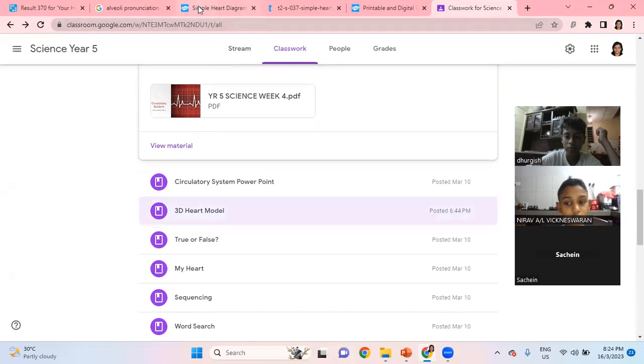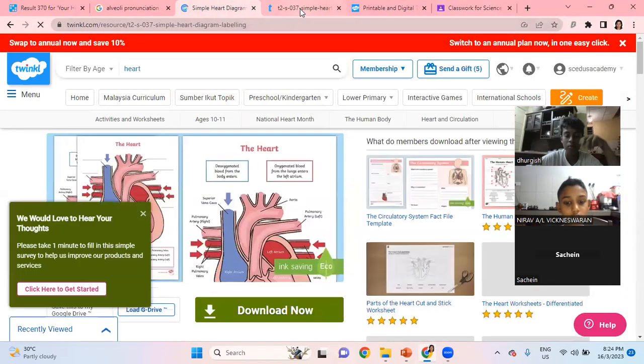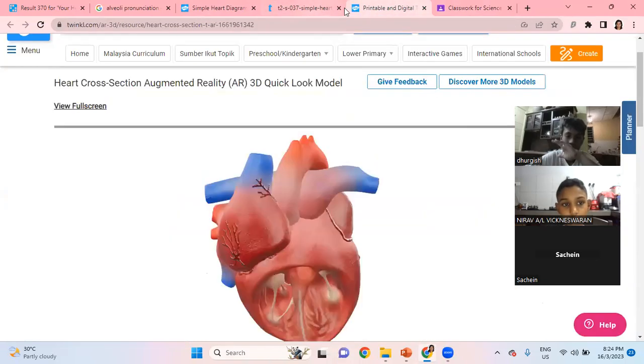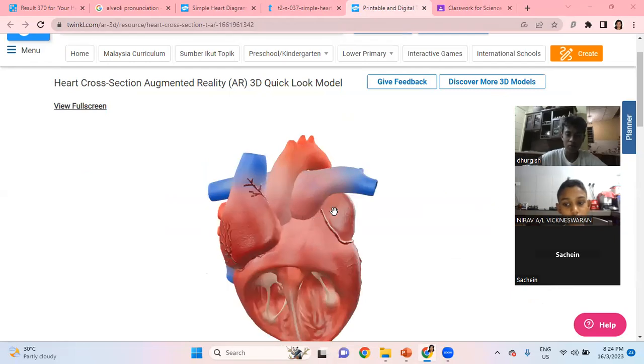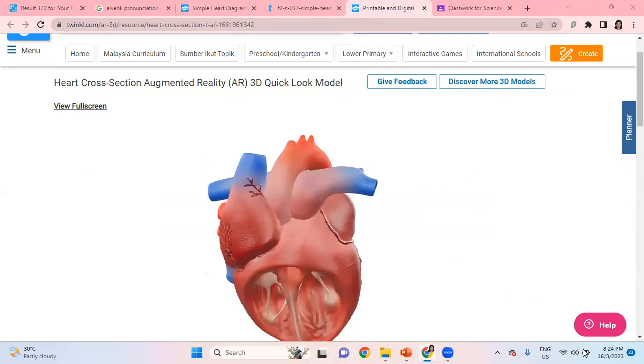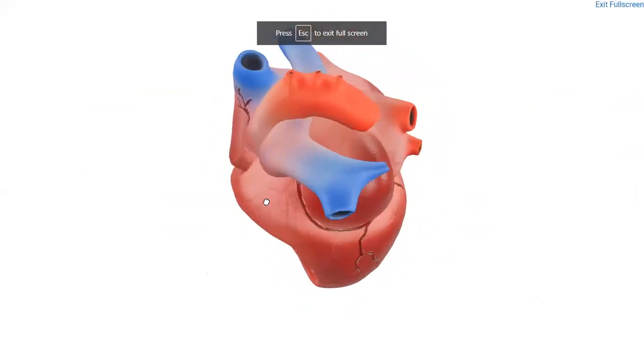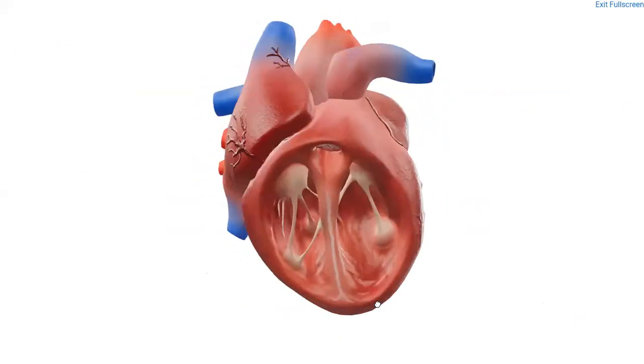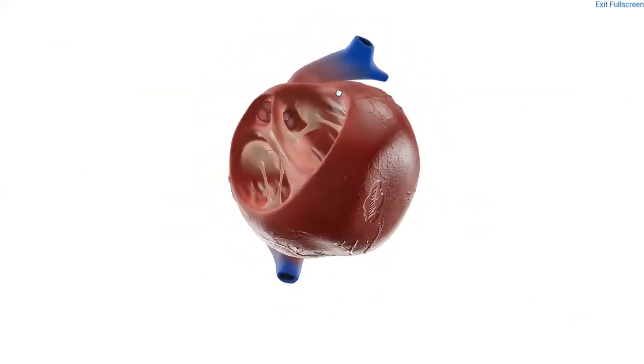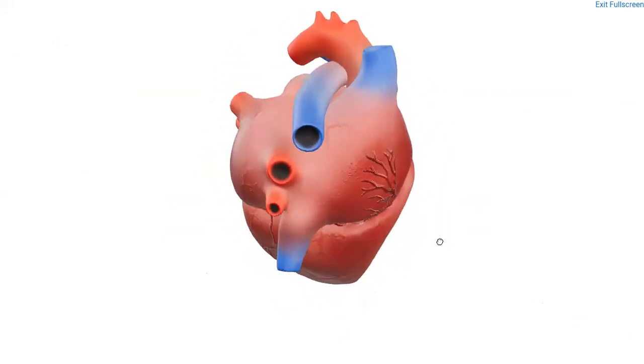What happened to this? Okay. I'm going to minimize. Okay. All right. There goes your heart. Tell me, which way shall I turn it? All around. Everywhere. This is how your heart looks like.